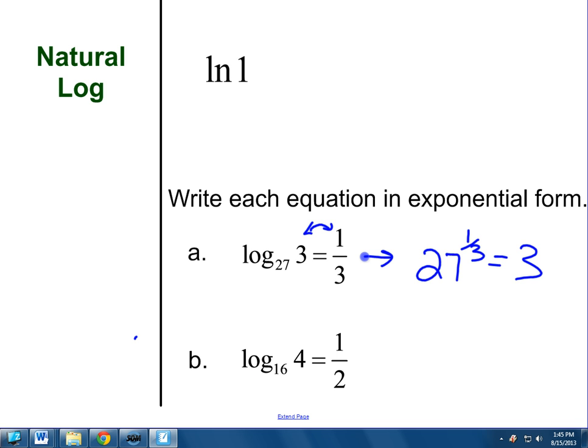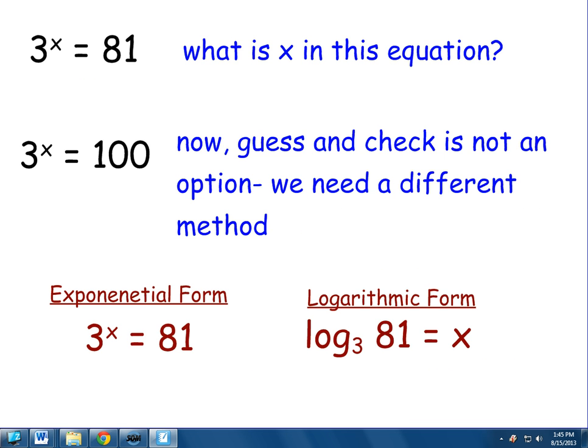It's just a true statement. I think the biggest problem is students want to switch this around, or they want to solve it. There's no solution. It's just taking a true statement and writing it in a different way. Here, this other true statement is 16 to the 1/2 would equal 4. Let's do some more.